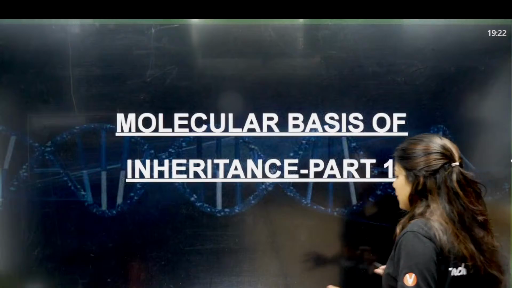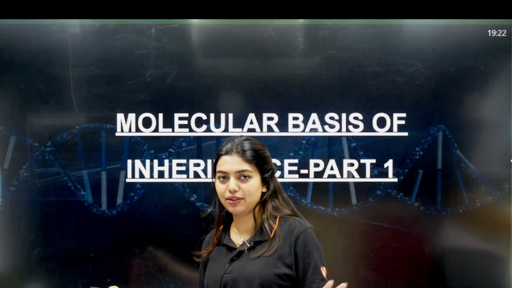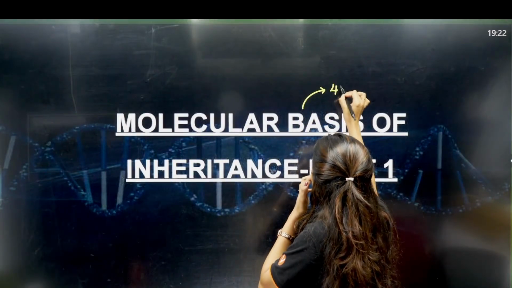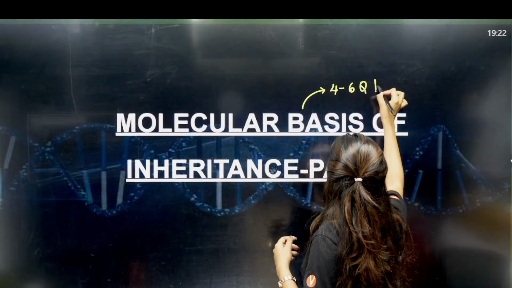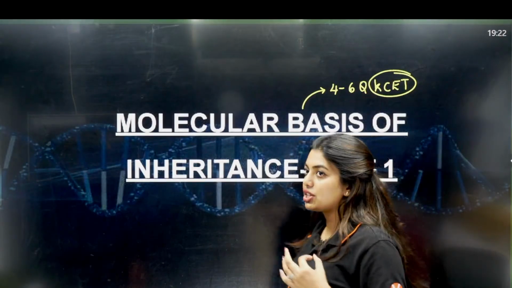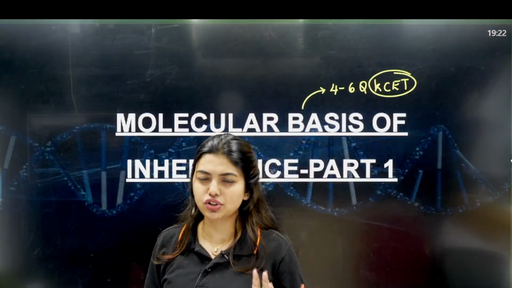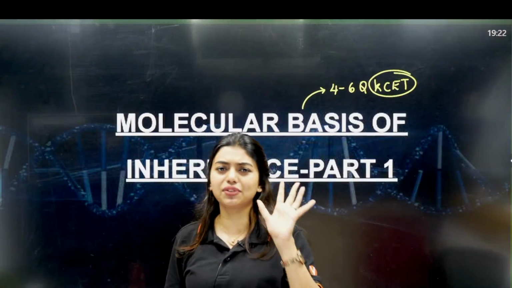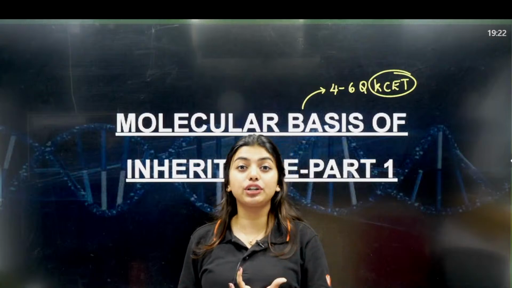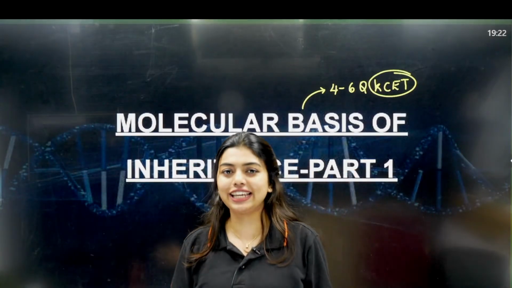So molecular basis of inheritance, students, has the highest weightage in any competitive exam for that matter. Here also the weightage is around 4 to 6 questions in KCET. So can you skip this chapter? Of course not, okay? In some places you will see up to 8 questions also come, but 6 questions max from this topic is certain. Now which topic, which question is going to come, we cannot predict. So what are we supposed to do? We are supposed to learn everything, right?